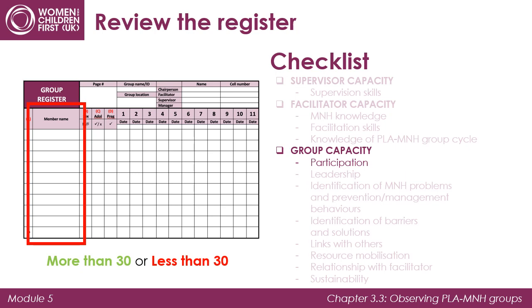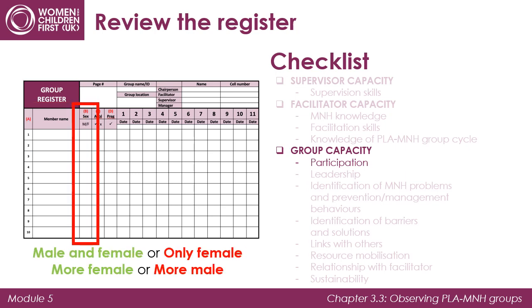Groups that have more than 30 total members tend to be more effective than groups with less than 30 total members. Bigger membership indicates more active interest from the community in MNH, and with more members, the groups are likely to have more variety of experiences, skills, and ideas.